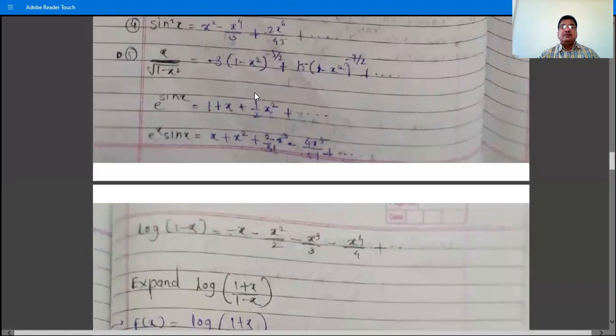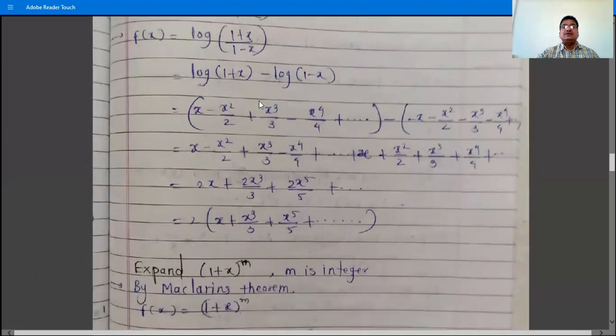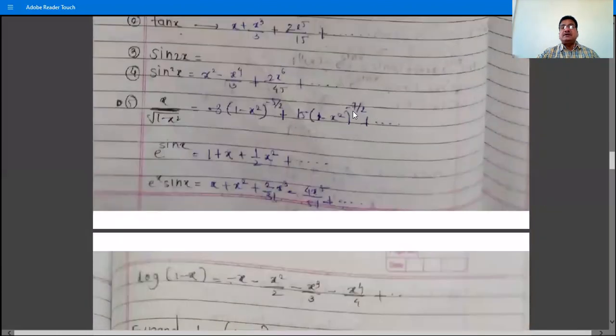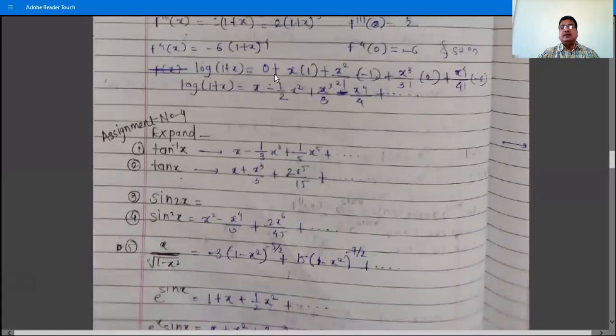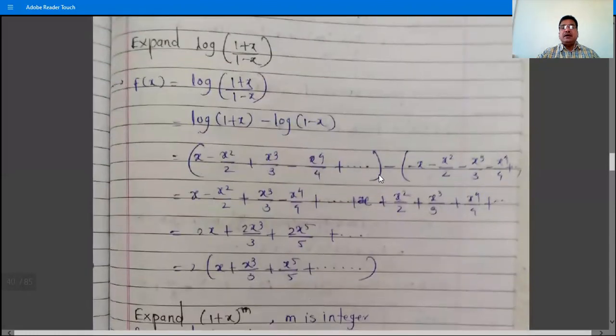So these are the problems for homework. Then next is expand log((1 + x)/(1 - x)). So log((1 + x)/(1 - x)) by the log(a/b) rule is log a - log b. And log(1 + x), this is the expansion. Log(1 + x) is this: x - x²/2 + x³/3 - x⁴/4 and so on.